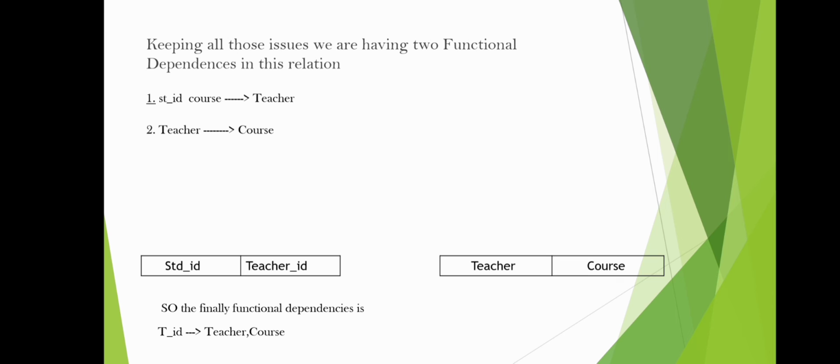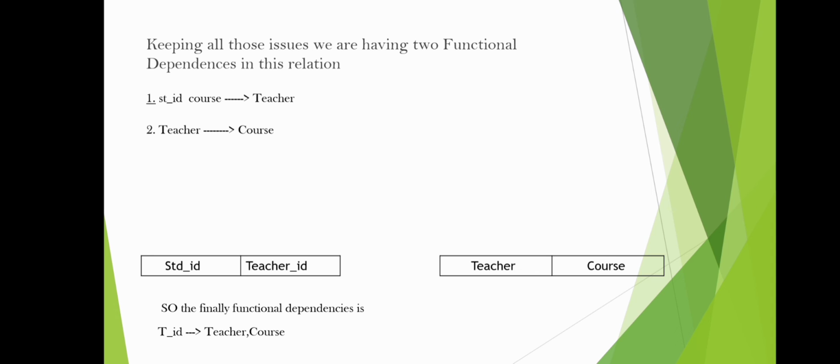Keeping all five issues in mind, we have two functional dependencies in the relation. First one, student ID, course determines teacher, because a student for a single subject can take guidance from a single teacher. The second functional dependency is teacher determines course, because a single teacher can give guidance to a single subject only. Here student ID and course are prime attributes. This relation is in 1NF because there is no non-atomic data. We are not finding any partial dependencies, so the relation is in 2NF.